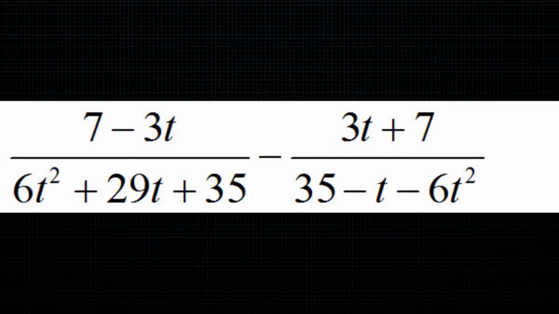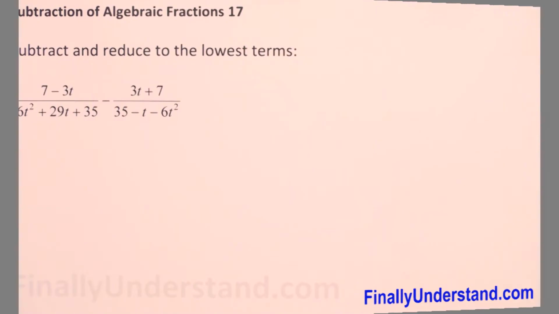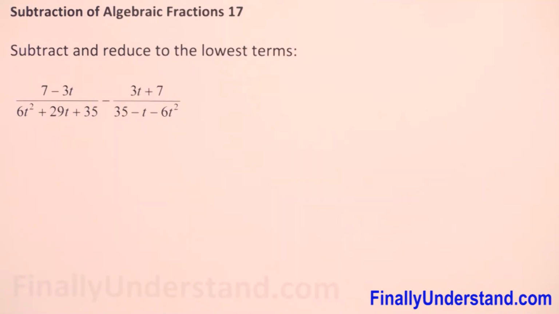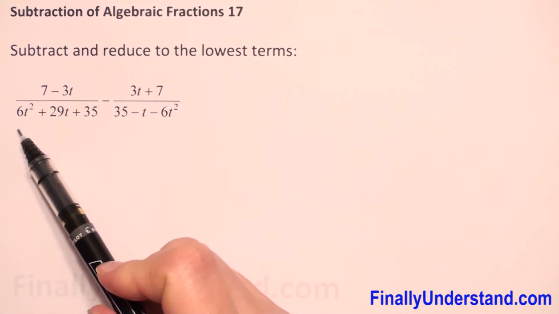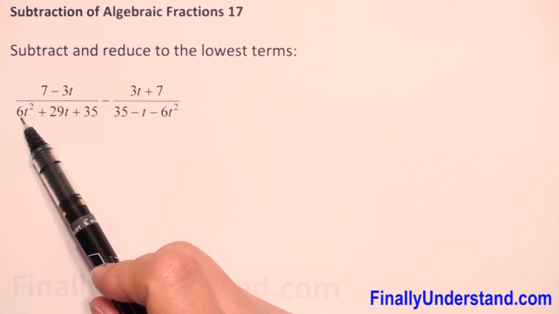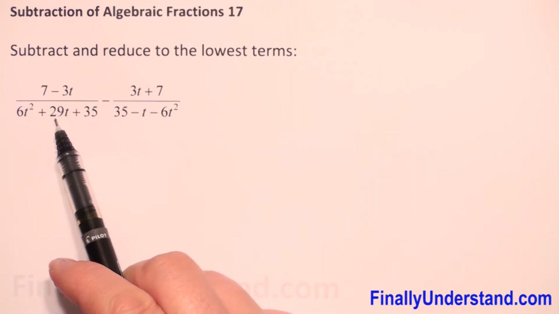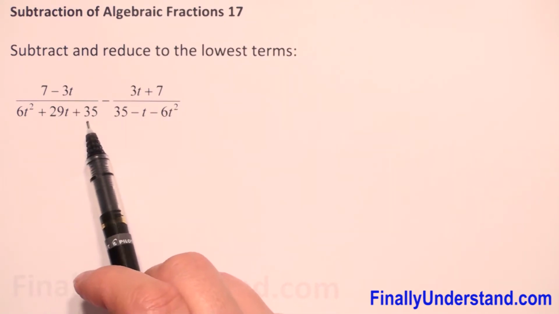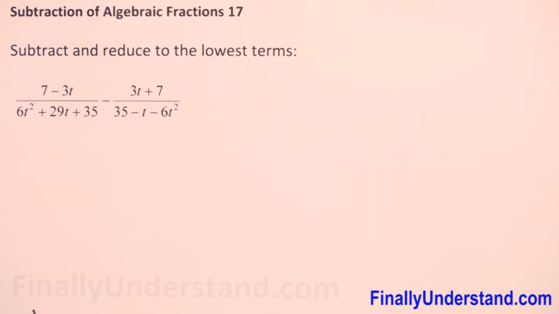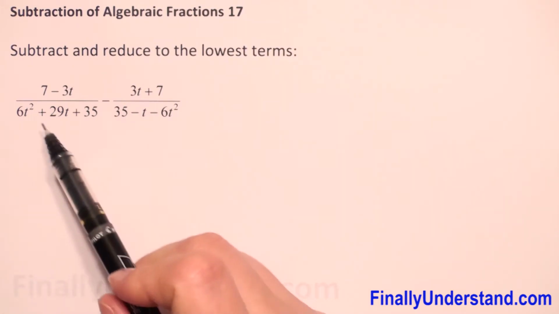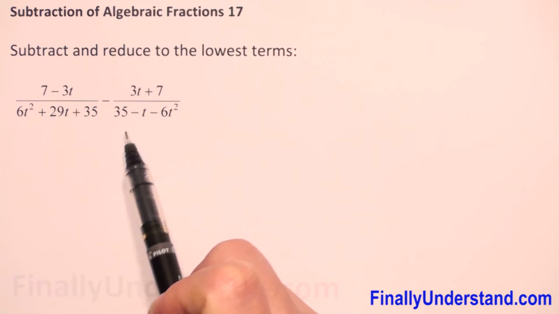We have subtraction of algebraic fractions. How do we do this? The same as subtraction of fractions. We need to have the same denominator. First, because we have here negative 6t squared, negative t, positive 29t, and a constant, I will organize our second denominator.